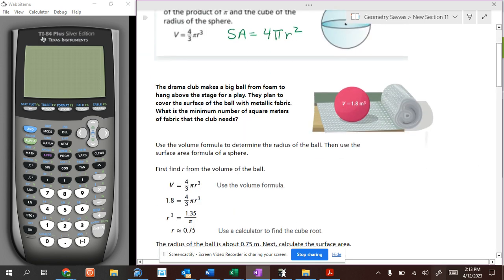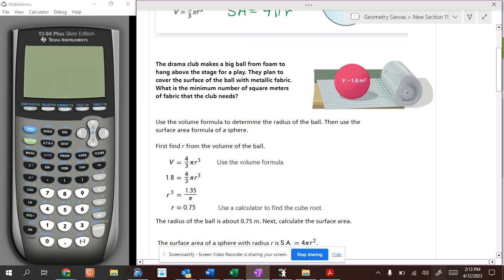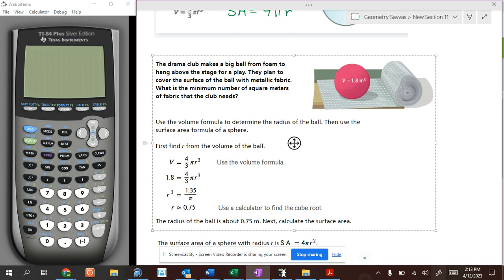Okay, so the drama club makes a big ball from foam, that red thing there, to hang up above the stage for the play. They plan to cover the surface with metallic fabric. What's the minimum number of square meters that the club needs? So you're given the volume, you need to find the surface area. So here's the volume formula. Set the volume formula equal to the volume and work backwards.